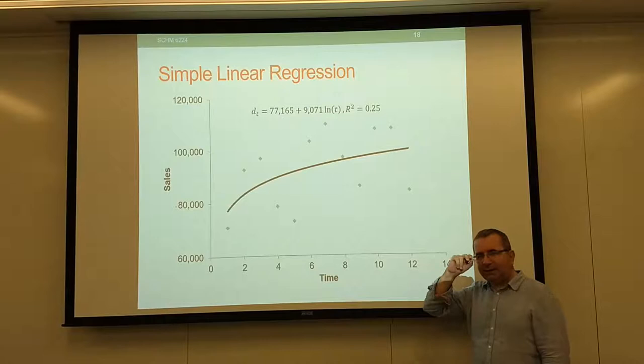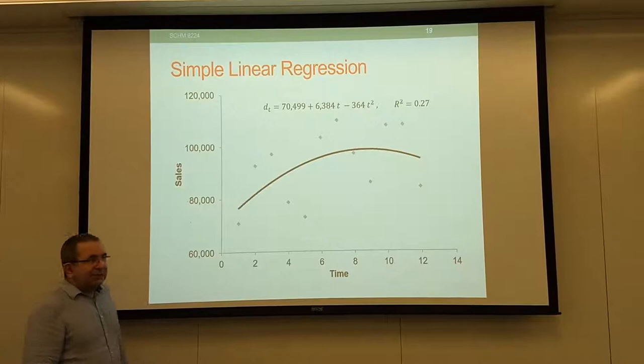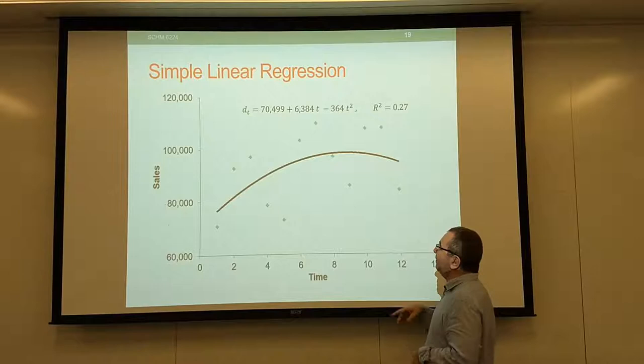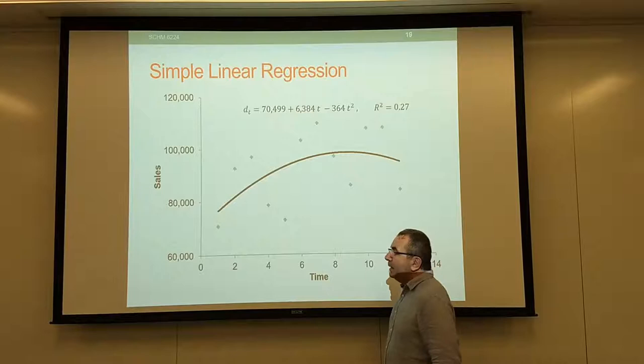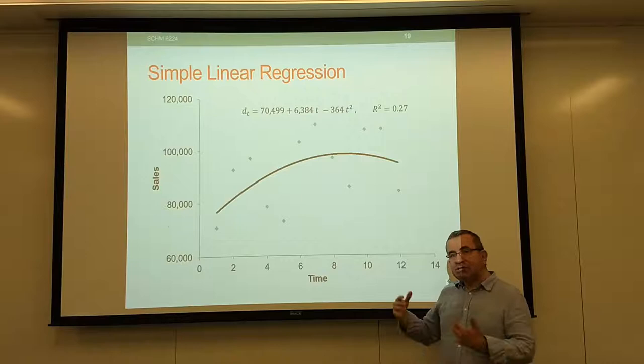And we can further play with the model. Let's say instead of a single time variable, we have two time variables. We have t and t squared, okay? When we include two time variables, t and t squared, R squared goes to 27%, okay? So this model explains more variation in sales.